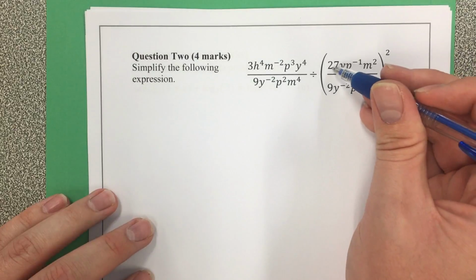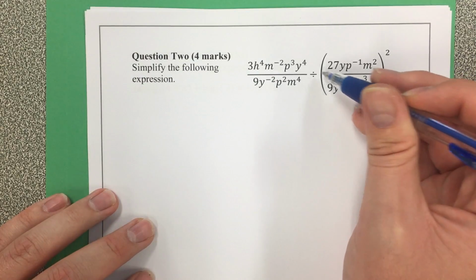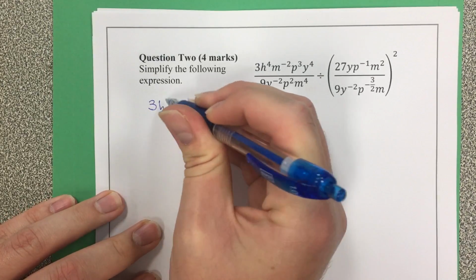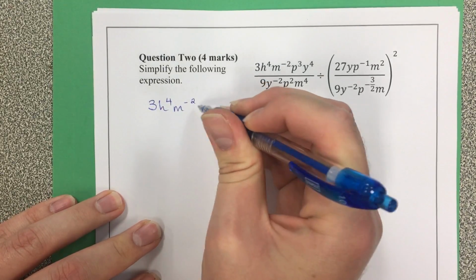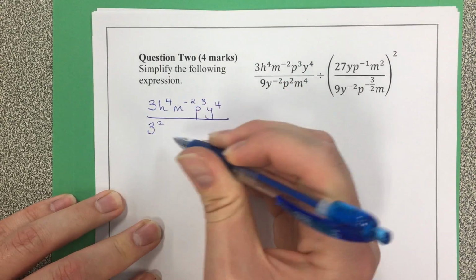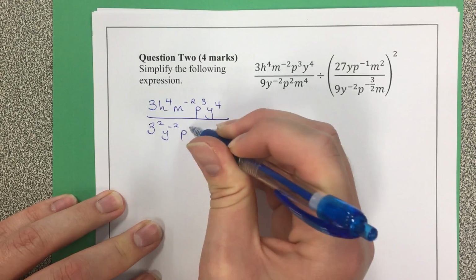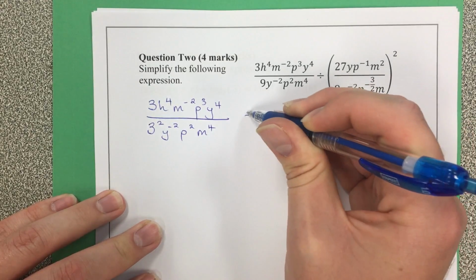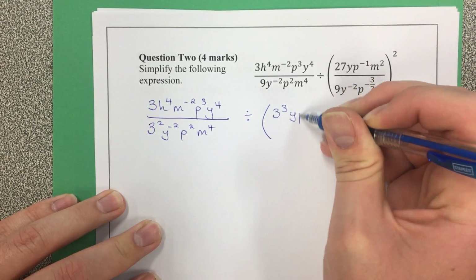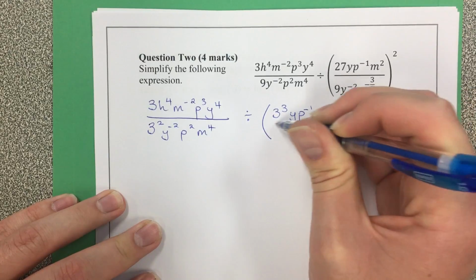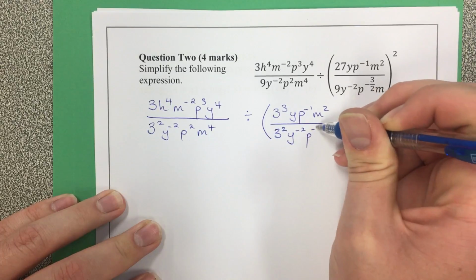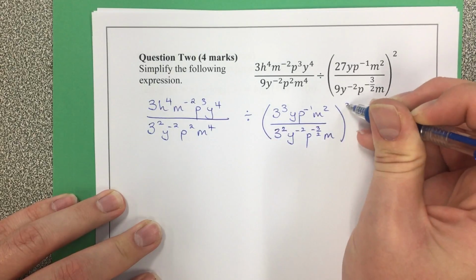So what I'm going to do is firstly make sure that I break up any big numbers into something smaller. So 3h to the power of 4, m to the power of negative 2, p^3, y^4, over 3 squared, y to the negative 2, p squared, m to the power of 4, divided by 3 cubed, y p to the negative 1, m squared, over 3 squared, y to the negative 2, p to the negative 3 over 2, m all squared.